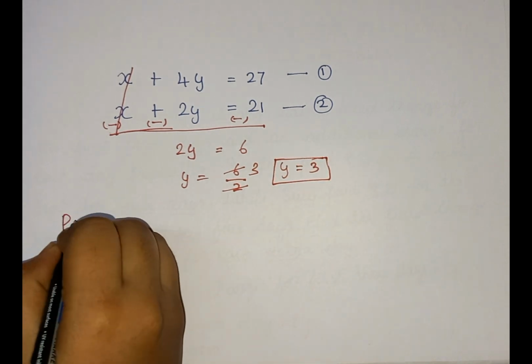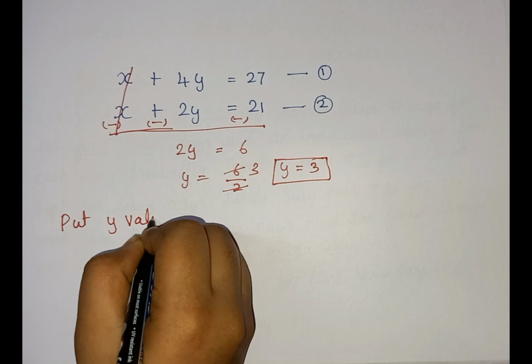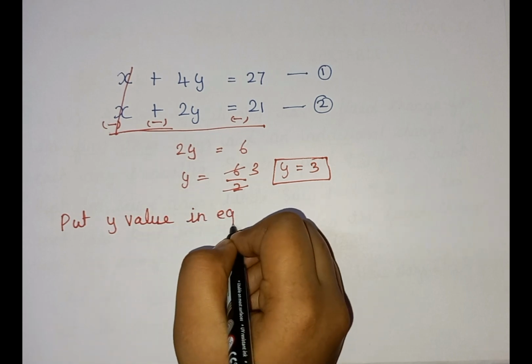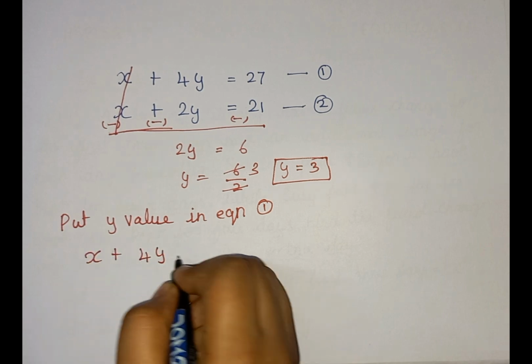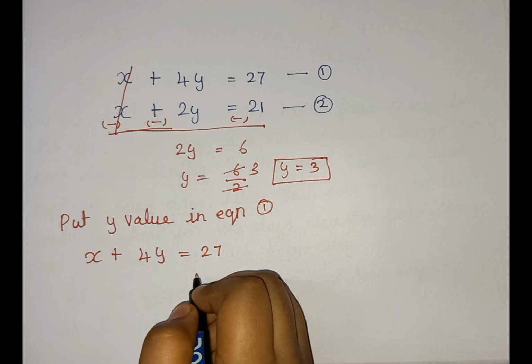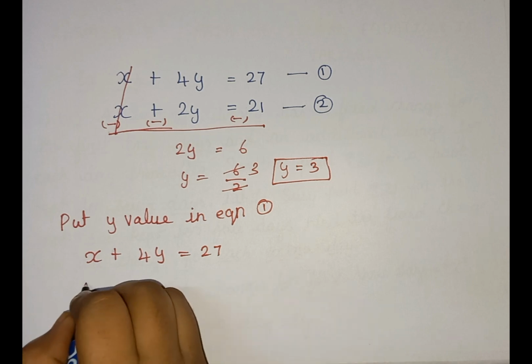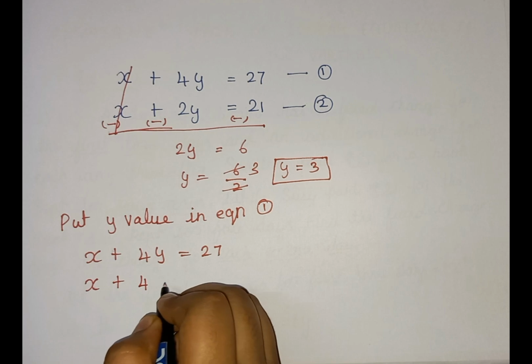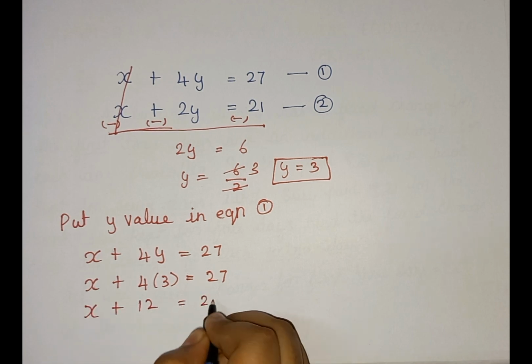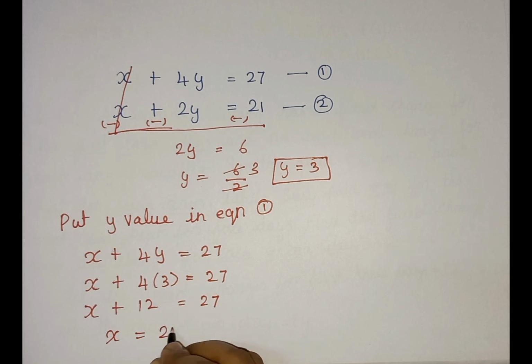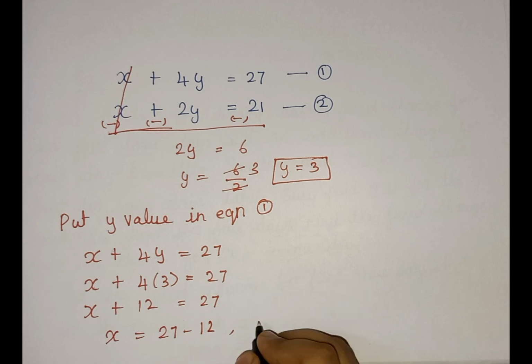Okay, so put the y value in equation 1. What is equation number 1? x plus 4y is equal to 27. So x plus 4, and the y value is 3, so x plus 4 threes are 12 is equal to 27. So x is equal to 27 minus 12. I'll solve it here. When I subtract them, I get x is equal to 15.